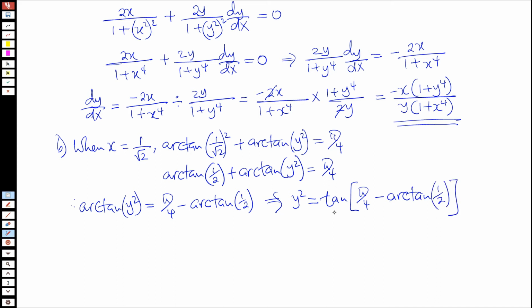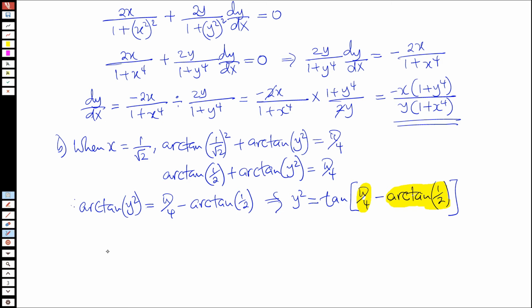Okay, now this is the point where you know that we are trying to find the tangent of the difference of two angles, and this is where you need to apply the compound angle identity. Because you have this and that, you can apply the compound angle identity.